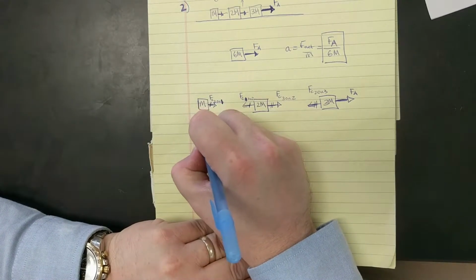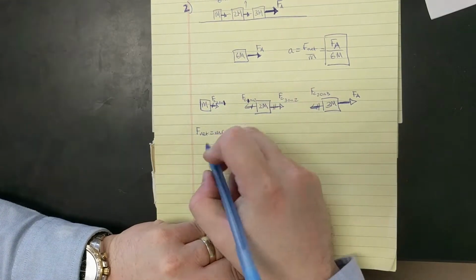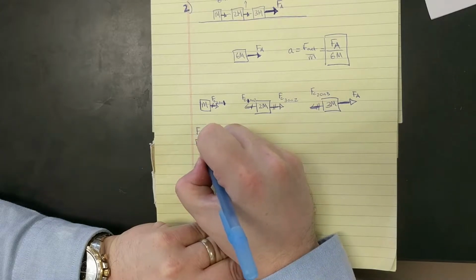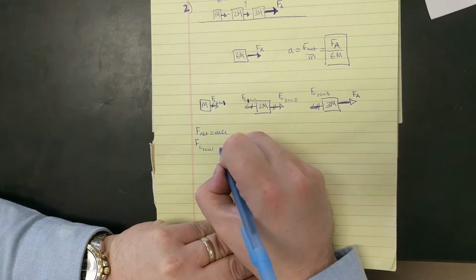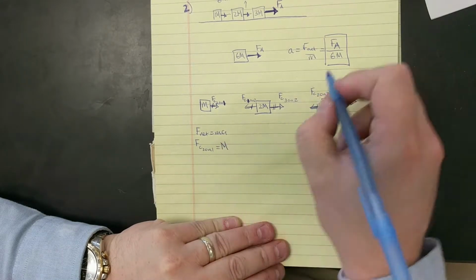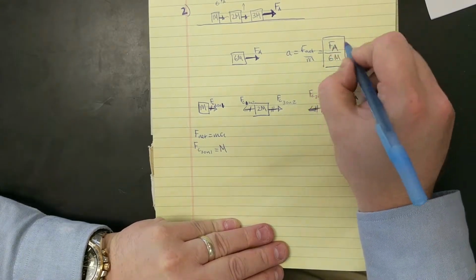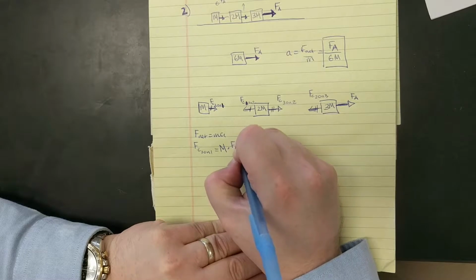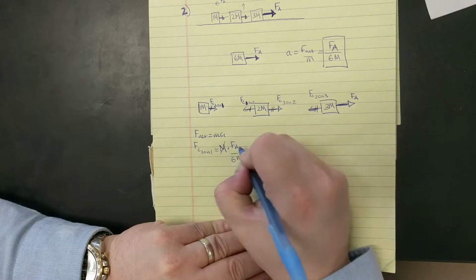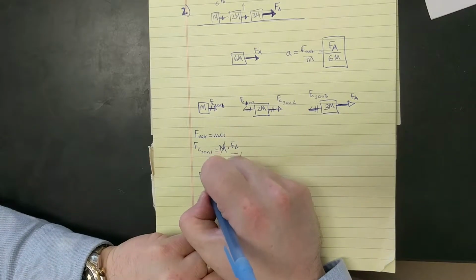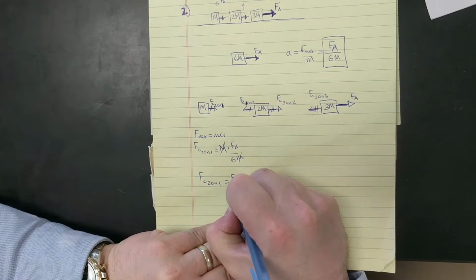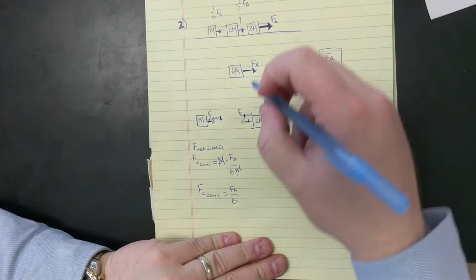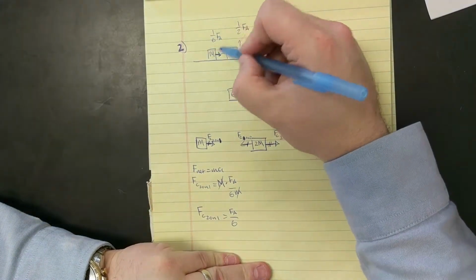Using Newton's second law, F net equals ma. We know the net force is that contact force from the 2 on the 1, which we're interested in finding. The mass is just m, and the acceleration from before is Fa over 6m. Cancel out the m's. That contact force from the 2 on the 1 is just the applied force over 6, which is what we said we should get way back up here.